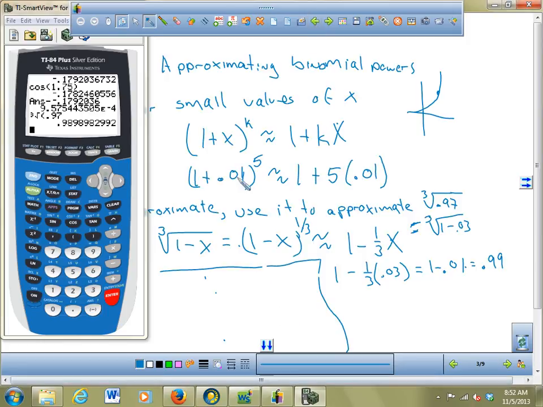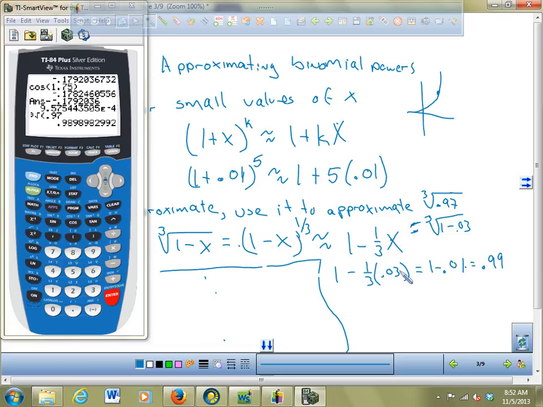How do you go from 1 minus 1/3 x to here, how do you go from here to here? Well, first I rewrote this as this, right? And then I used this formula where I just bring the exponent in front of the variable part. So that becomes 1 minus 1/3 x. And then in here, I plug, since 0.97 is like 1 minus 0.03, my x is 0.03.